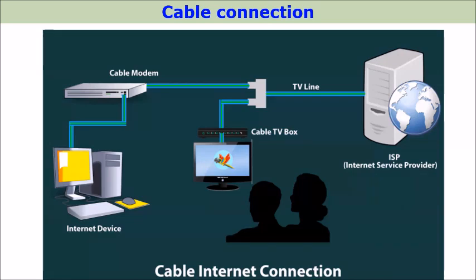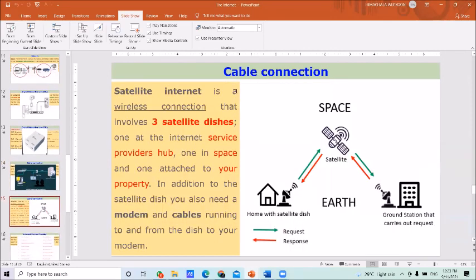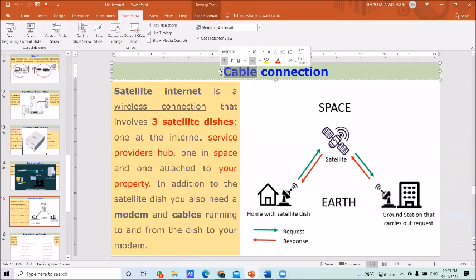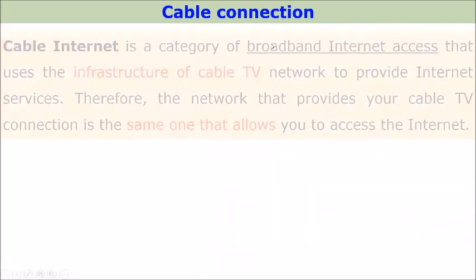Right. Okay. I think you finished drawing this diagram here. Then we'll move to the fourth type of connectivity type. The next one, satellite connection, satellite. Not cable, satellite. Write down the topic. Next one, satellite connection.